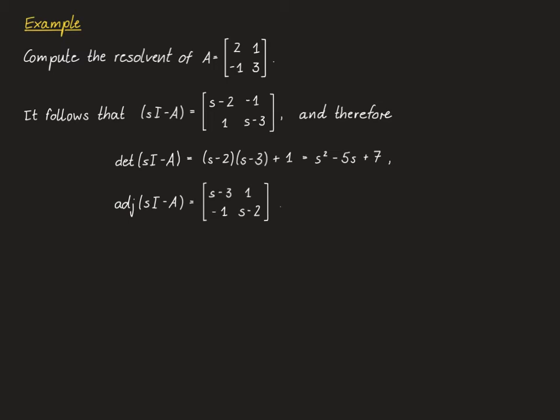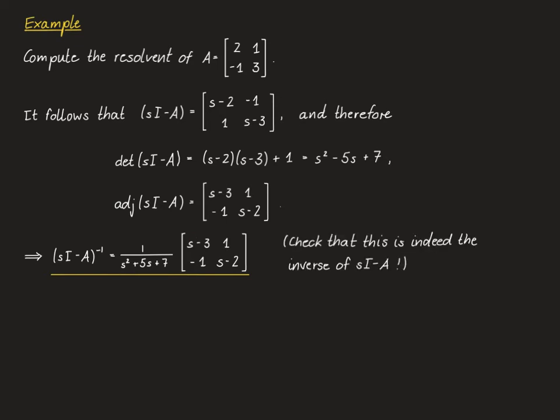If you're not familiar with how to compute the adjugate matrix, please go back to the corresponding slide in chapter 2. With these two results, we can conclude that the resolvent of A, (sI minus A) inverse, is given by 1 over s squared plus 5s plus 7 times the adjugate matrix. Again, I recommend checking that this matrix is indeed the inverse of sI minus A, which is given up here.